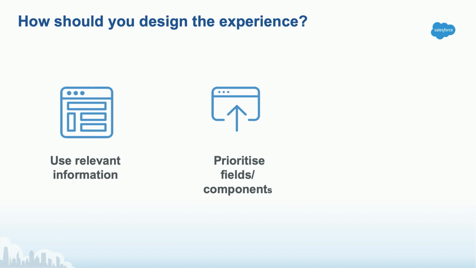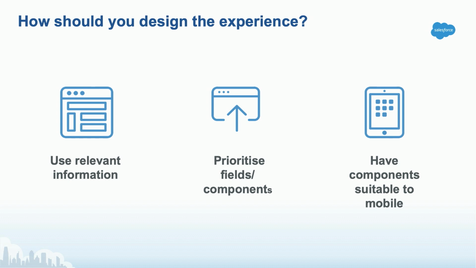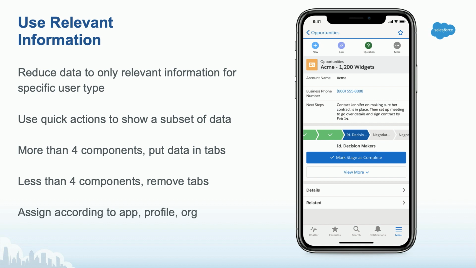Next, prioritize the fields and components according to what they need. And last but not least, have components that are suitable to the mobile context. So let's get into it. What do I mean by using relevant information? So when you did your research, you've seen specific user types require specific information that is relevant only to them. So make sure that you reduce it to only that information.